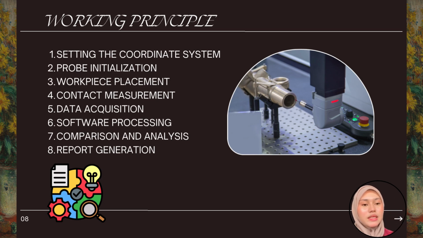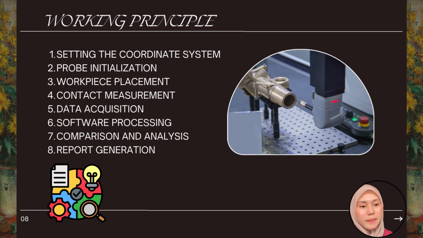The fourth step is contact measurement. So the measurement calculation process begins. The probe will move on the workpiece according to the 3 axes, which are X, Y, and Z, and then will touch the material. The probe's contact with the material will be detected and the measurement calculation will be read based on the axis taken.